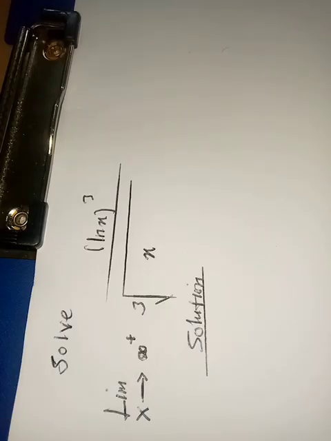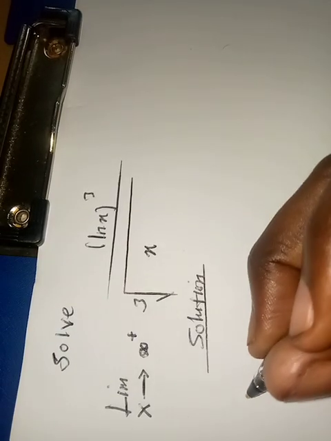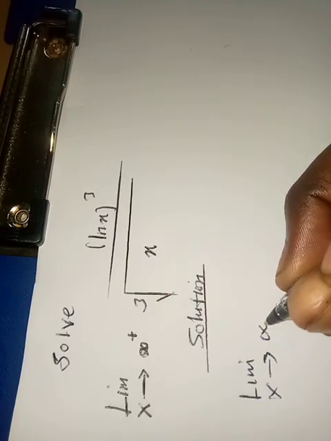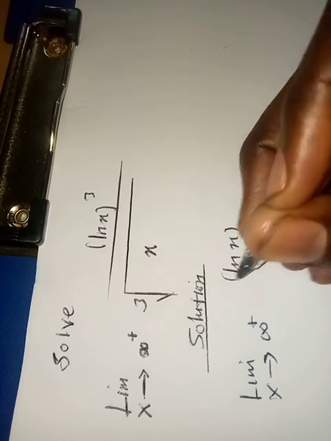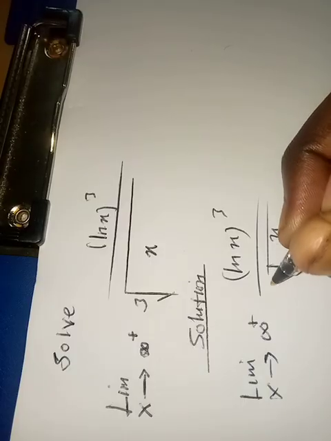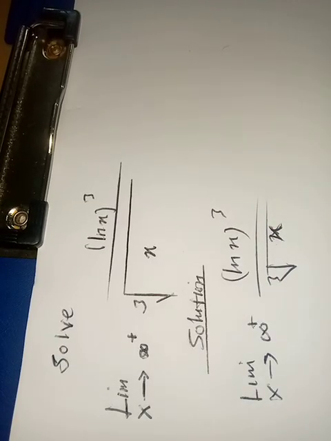Okay, so in this case, what we're going to do is analyze the expression we've been given. The expression is the limit as x approaches positive infinity of (ln x)^3 over the cube root of x.